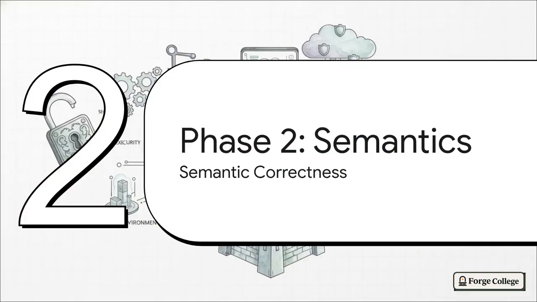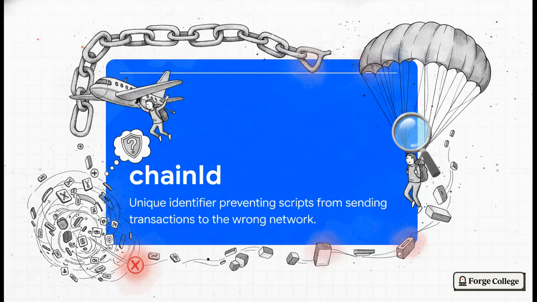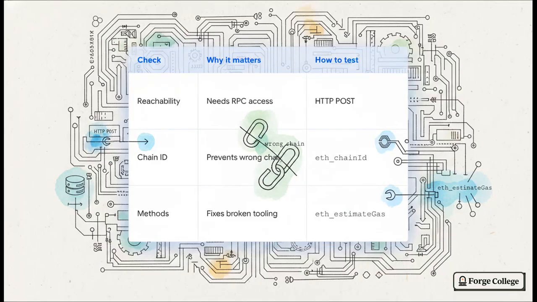All right, Phase 2, semantic correctness. Let's see how this builds. Okay, so we have a connection, but are we actually talking to the right place? This phase asks if our mission's GPS coordinates are correct. And that brings us to the all-important chainId. This is the unique identifier that prevents your deployment scripts from accidentally sending transactions to the wrong network. Honestly, blindly deploying a script without checking the chainId is kind of like jumping out of an airplane and only then checking to see if you actually packed your parachute. Not a great idea.